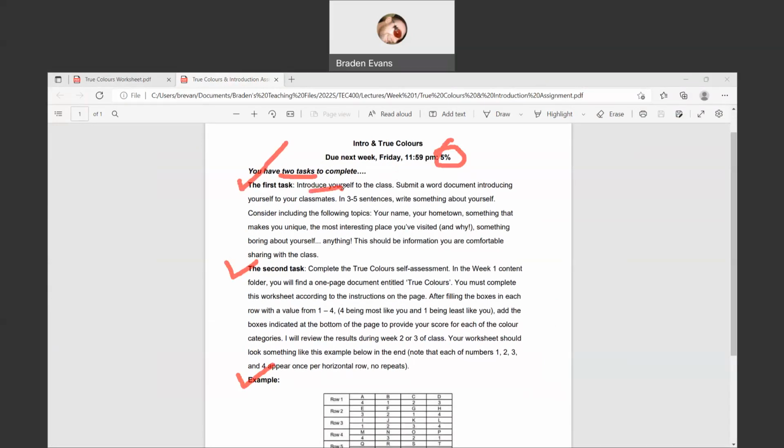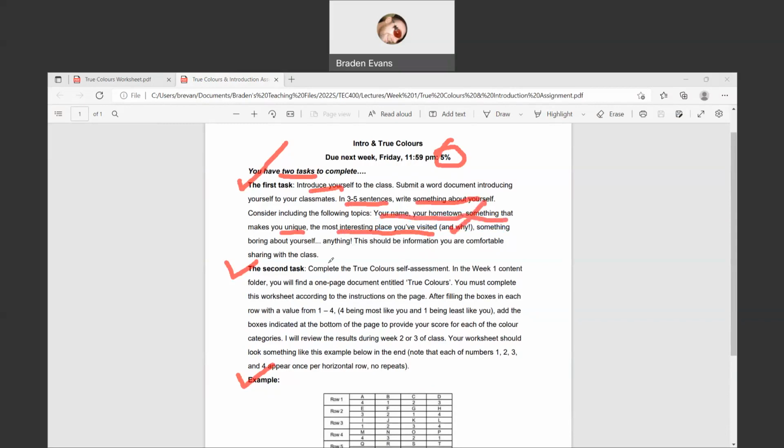For the introduction, I'm asking you, in 3 to 5 sentences in a Word document that you'll upload to the assignment section, to tell me something about yourself. You could give your name, your hometown, something that makes you unique. Maybe you have 17 brothers and sisters. Maybe you've lived in 10 different places. Maybe you read a book every week. Tell me about the most interesting place you've traveled to and why. Why is it so interesting?